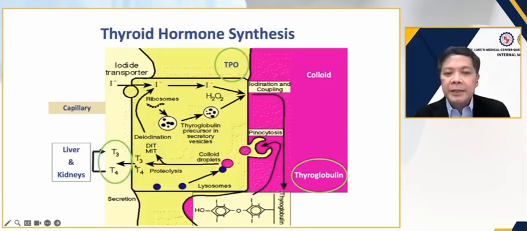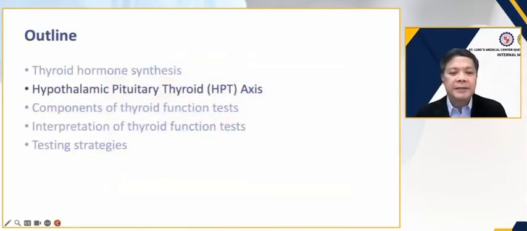Once released into the circulation, the majority of the T4 will be deiodinated to T3. We'll talk about how much the thyroid gland can produce T4 and T3, and how much of the T3 comes from deiodination of T4 in the liver and kidneys. So these are very simplified steps of how thyroid hormone is synthesized.